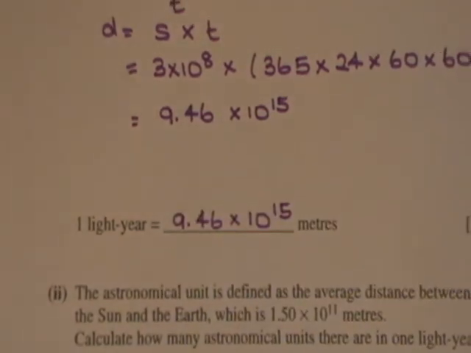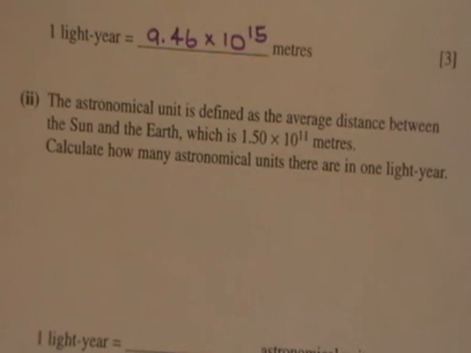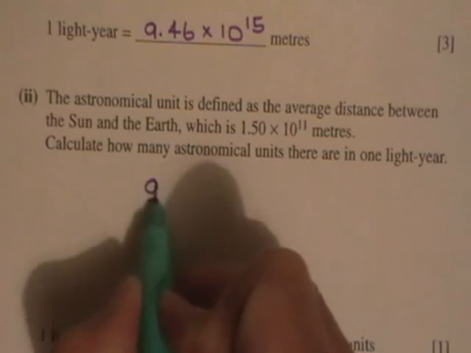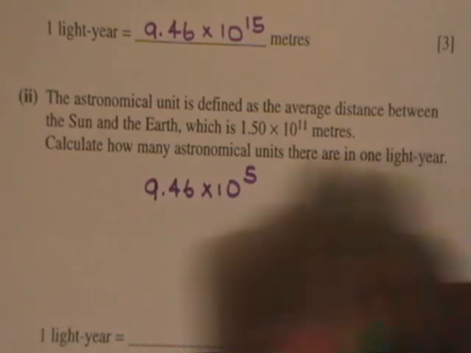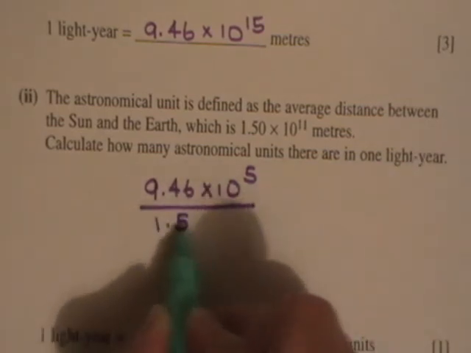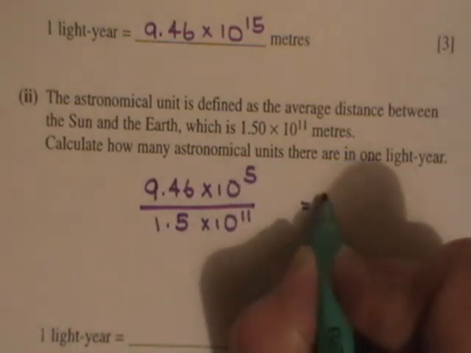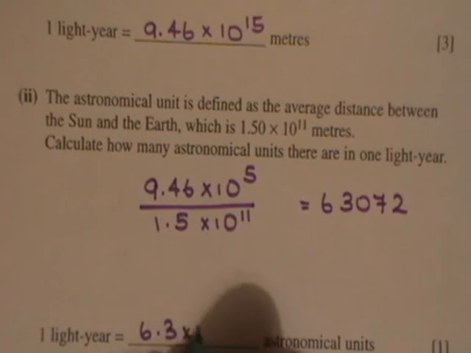The astronomical unit is defined as the average distance between the Sun and the Earth, which is 1.5 by 10 to the 11 metres. Calculate how many astronomical units there are in 1 light year. So again, all you're doing is taking the number that you got up above here, the 9.46 by 10 to the 15. That's what the distance is in 1 light year. And then you're just going to divide that by 1.5 by 10 to the 11 metres. And that comes out to be 63072, or 6.3 by 10 to the 4 astronomical units.